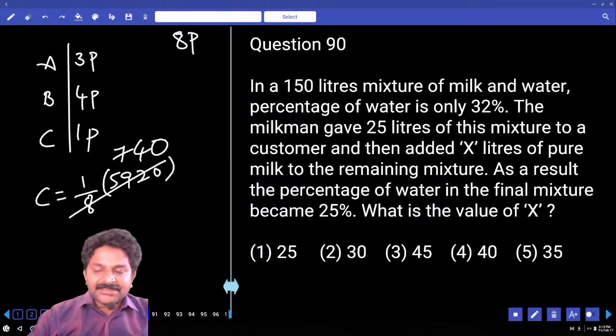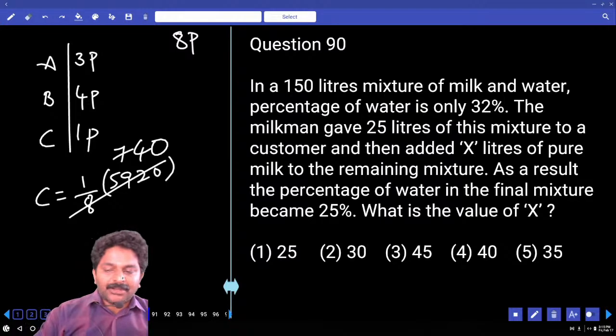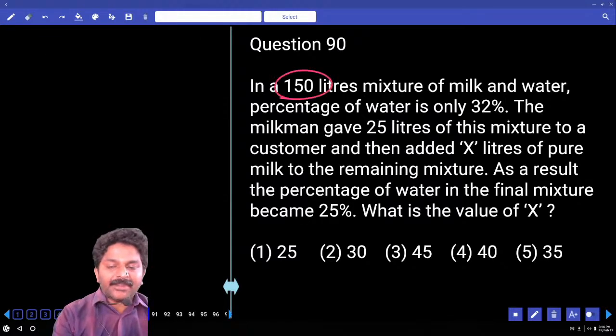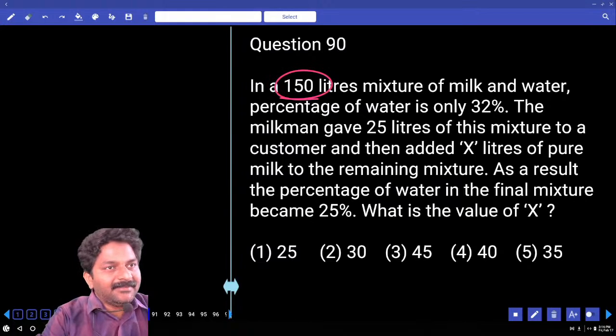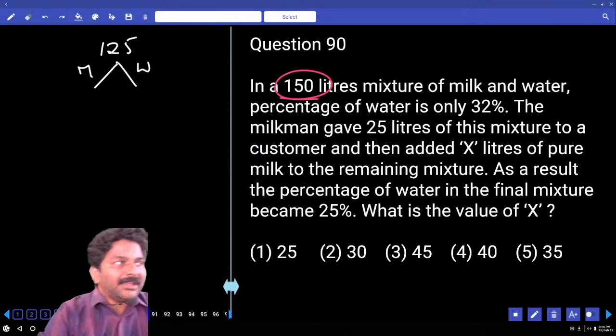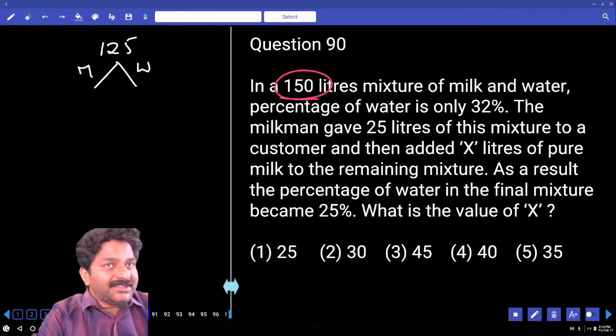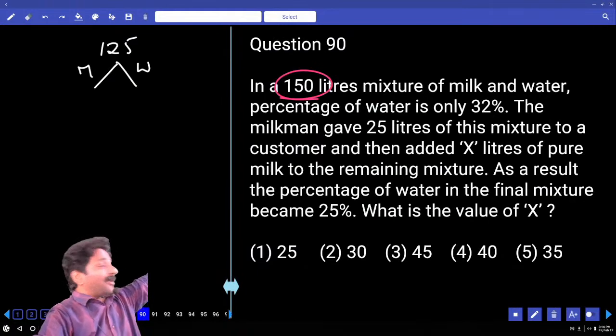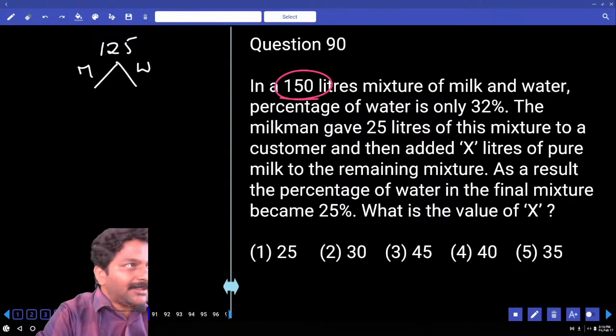In 150 liters of a mixture of milk and water, the percentage of water is only 32%. The milkman gave 25 liters of this mixture to a customer. Out of 150, if 25 liters is taken out, how much is left? 125 liters. Out of this, you'll have milk and water. In the initial container, the water percentage is 32. Even now, upon 125, it has to be 32% only.